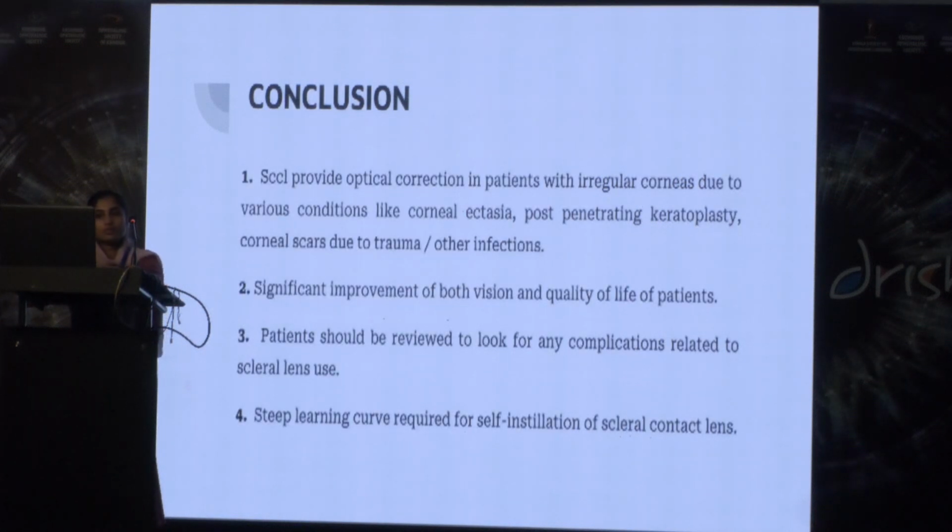So, in order to conclude, the scleral contact lens provides optical correction in patients with irregular corneas due to various conditions like corneal ectasia, post-penetrating keratoplasty, corneal scars due to trauma or other infections. Significant improvement of both vision and quality of life of the patients was noted. The patient should be reviewed to look for any complications related to scleral contact lens use. A steep learning curve is required for the self-installation of scleral contact lenses.